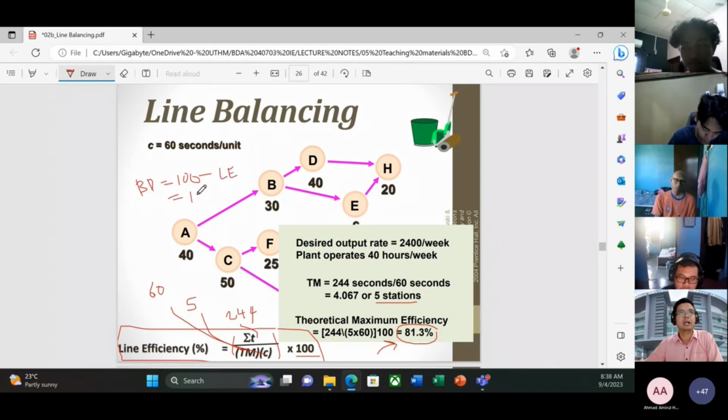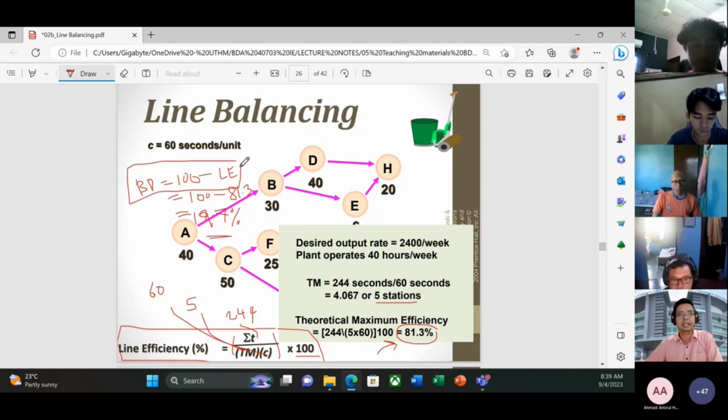If the question asks you how to calculate balance delay, this is how we calculate it. With 81.3, we will get a balance delay of 19.7 percent. So this is how we calculate the balance delay, for example. Okay, clear? Easy, right? Compared with the previous minimum model, our transportation model, and also our break-even analysis.